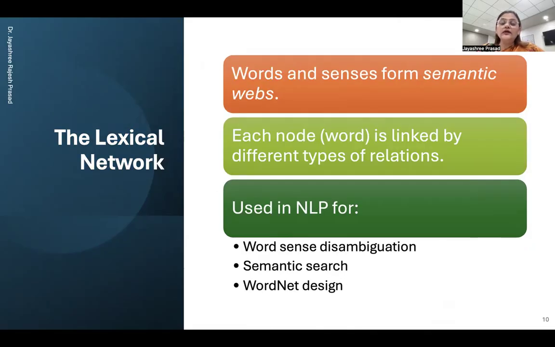The lexical network. All these relations together form what we call a lexical network, a web of interconnected meanings. This is what tools like WordNet, used in NLP, rely on to help computers understand word meanings in context.